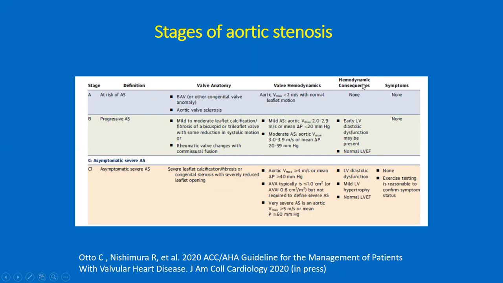In stages A and B, patients are asymptomatic, as in stage C also. However, in progressive aortic stenosis, stage B, there is already mild or moderate aortic stenosis, with hemodynamic consequences reflected in left ventricular diastolic dysfunction, but still normal ejection fraction. In stage C1, asymptomatic severe aortic stenosis, there is severe leaflet calcification with variables fitting the diagnosis of severe AS, or very severe when the peak velocity is equal to or more than 5 meters per second, or the mean gradient is equal to or higher than 60 millimeter mercury.